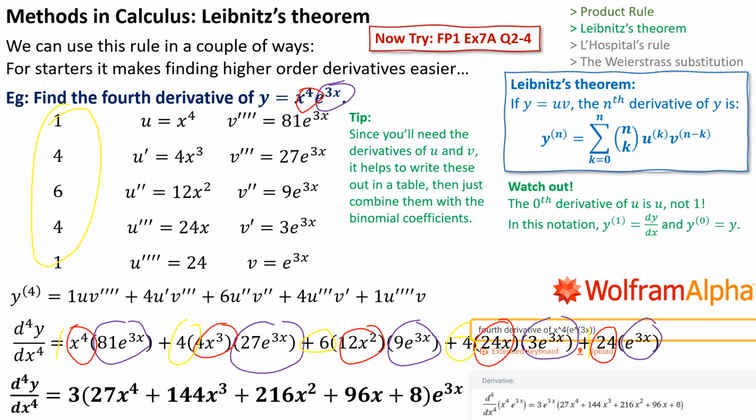Now you can have a go at some questions from exercise 7a in the FP1 book. I suggest questions 2, 3, and 4 are a good start here.